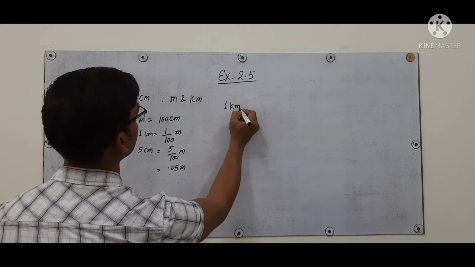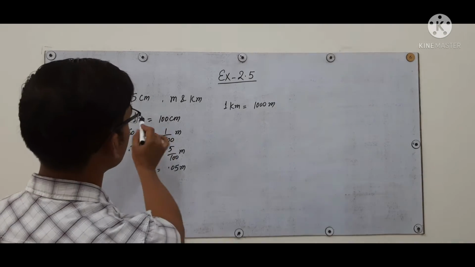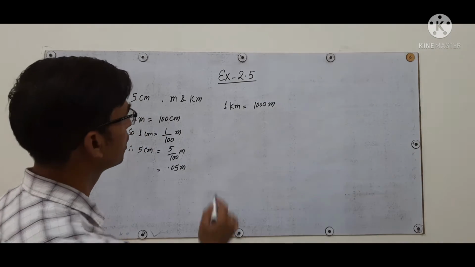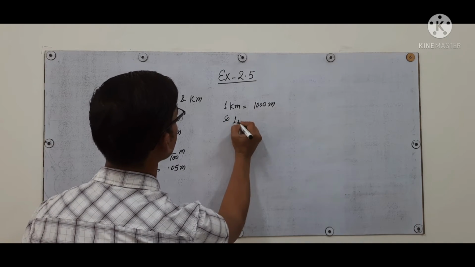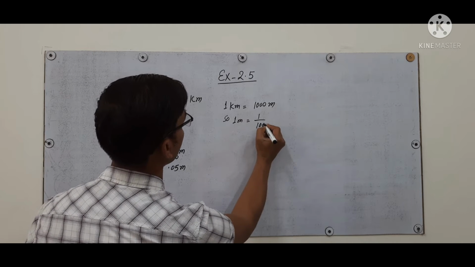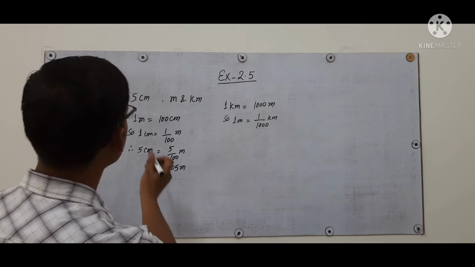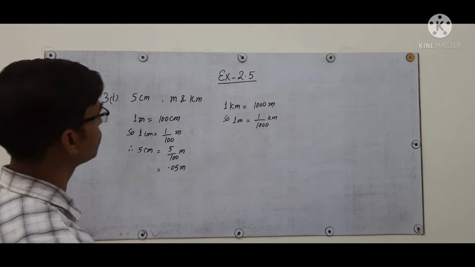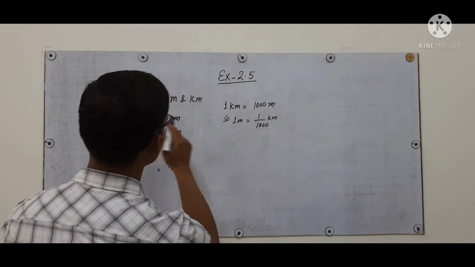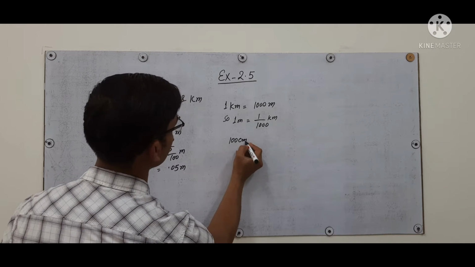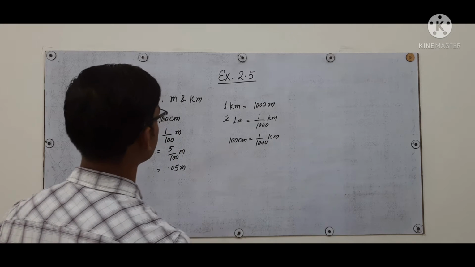1 kilometer is equal to 1000 meters. Just as 1 meter is equal to 100 centimeters, similarly 1 kilometer is equal to 1000 meters. So 1 meter will be 1 upon 1000 kilometers. And here we have also done 1 meter is equal to 100 centimeters. So we will replace 1 meter as 100 centimeters. So 100 centimeters will be 1 upon 1000 kilometers.